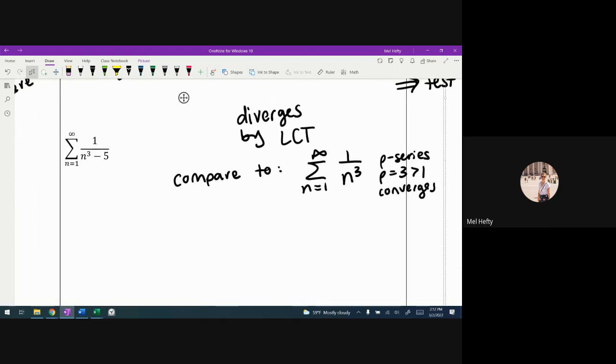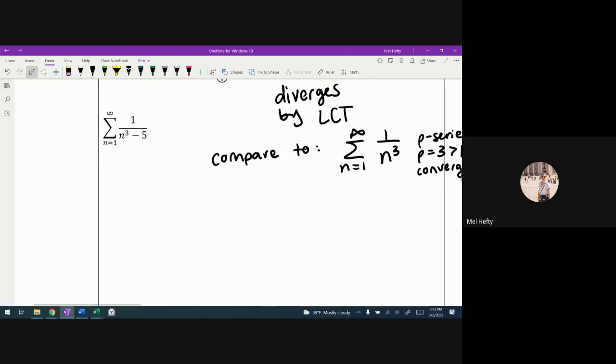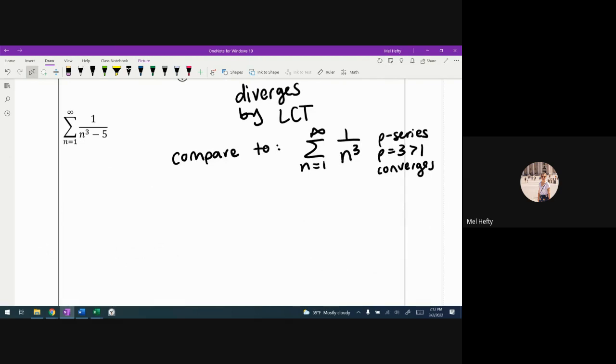All right, so here, if we wanted to use direct comparison test, remember we'd want this one that we're looking at, the n cubed minus 5, we'd want this fraction to be smaller than this guy if we wanted to converge as well. Is this smaller than this? No, I made the denominator smaller, so this fraction is bigger. So if I notice I have a direct comparison test that's not going to work, I'm going to roll right into limit comparison test. They both work for relatively the same kind of series.